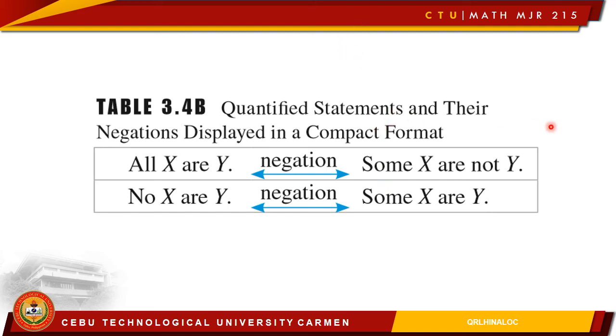It is similar to table 3.4a. It is summarized in table 3.4b. So, all x are y, the negation is some x are not y. Likewise, if some x are not y, its negation is all x are y. So it is the same as in the second example.